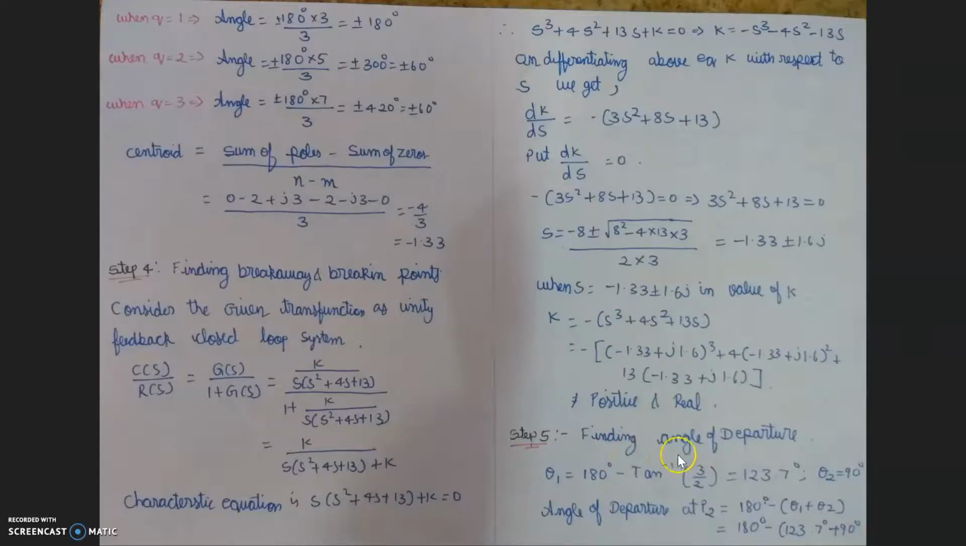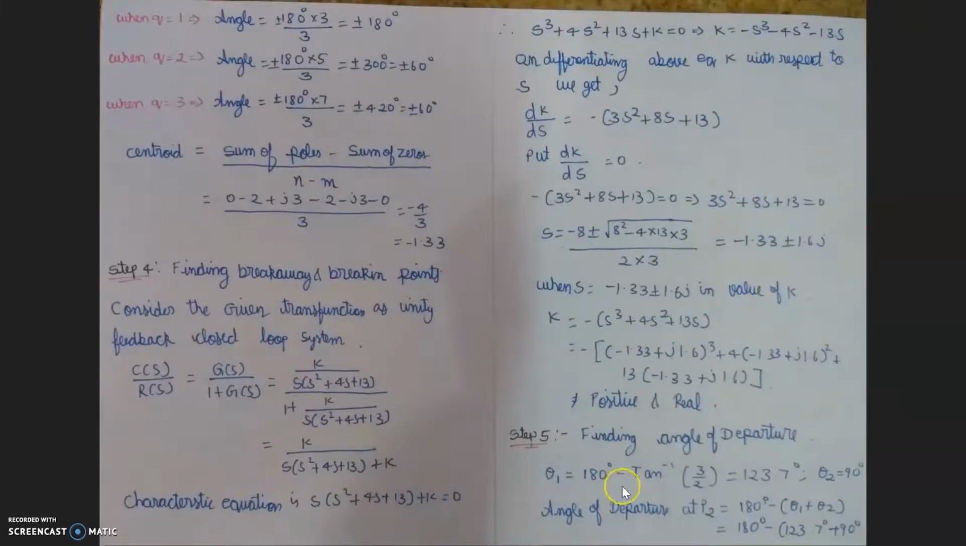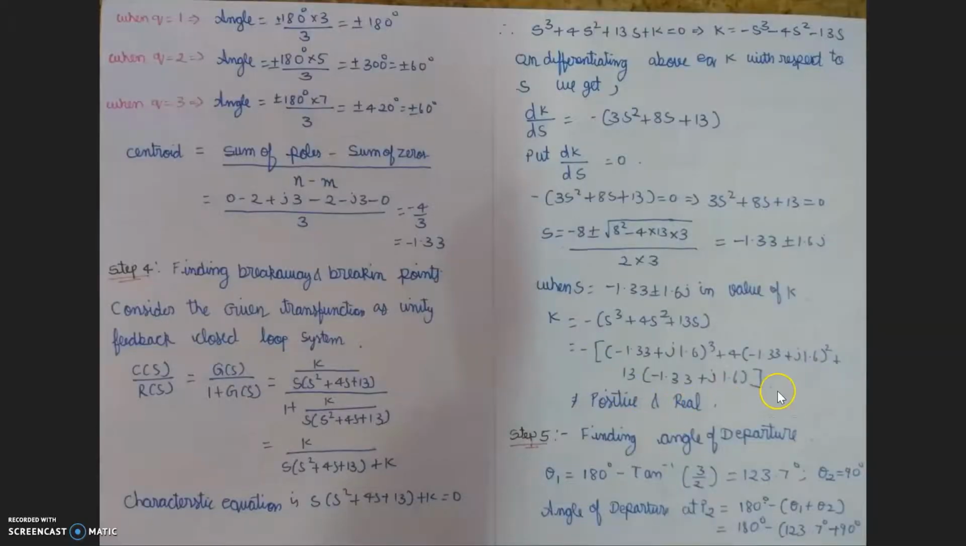In step 5 you have to calculate the angle of departure, because here there are two poles lying here. For that we have to calculate the angle of departure so that we have a certain root locus branch. We have to draw the root locus branch. Here one branch is this 0 to minus infinity, and the other two branches are to be found out. So theta 1 is equal to 180 degrees minus tan inverse of 3 by 2. How I got this tan inverse of 3 by 2 is from the root locus, the calculation of angle, that is, the angle of departure.